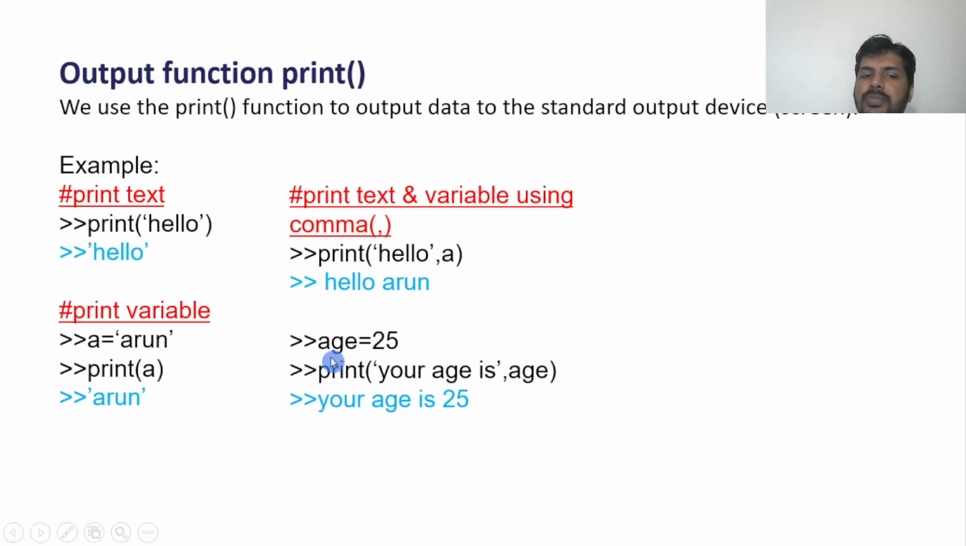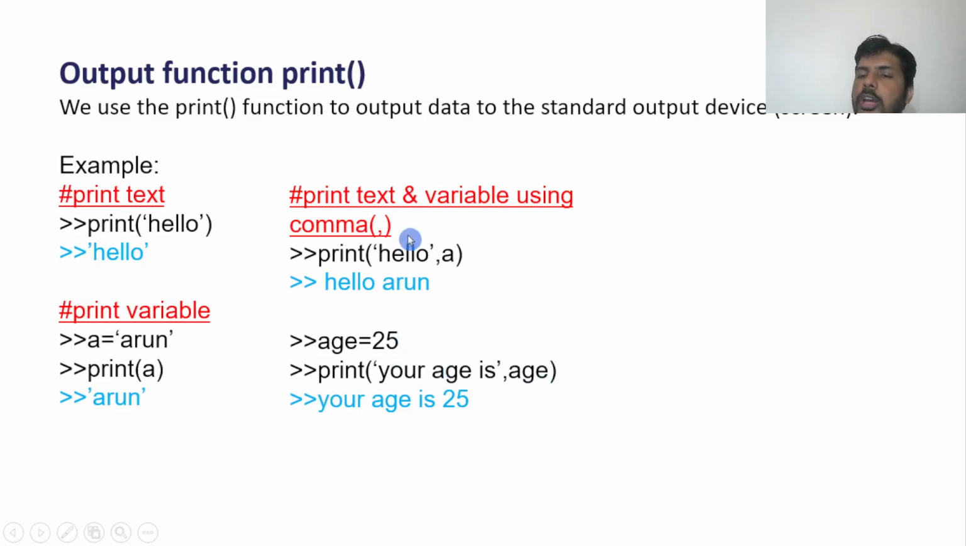Same way, suppose you want to print an integer or a float. You can see here age is equal to 25. I have taken age is equal to 25 and print your age is. Again, after the quotation I have kept a comma and age. So what will it print? Your age is 25. So this is how our print function works.